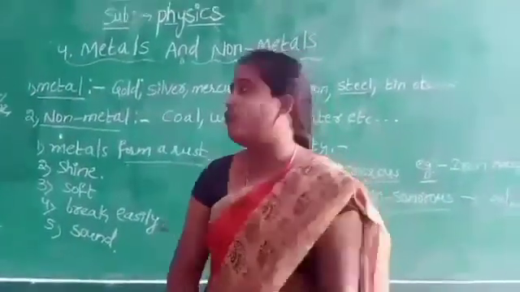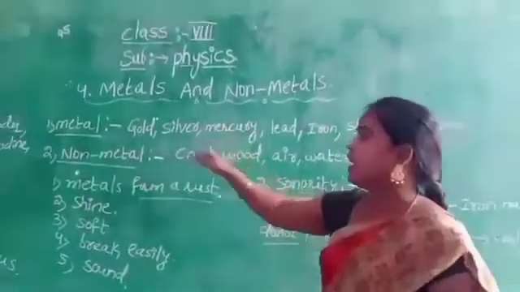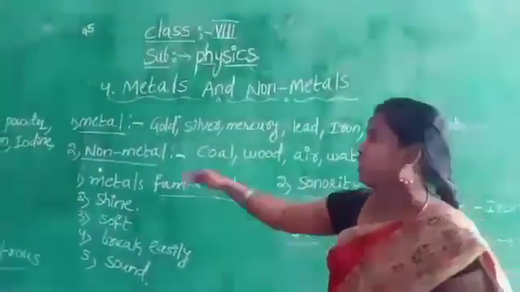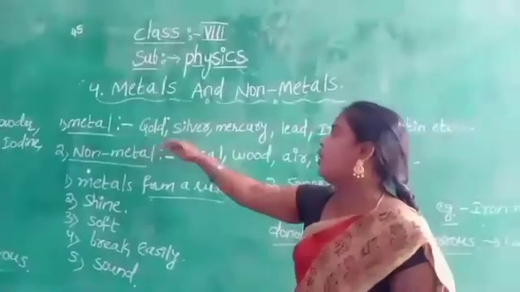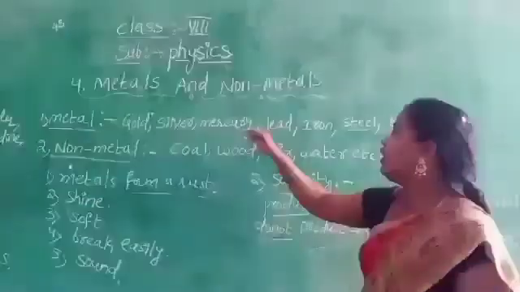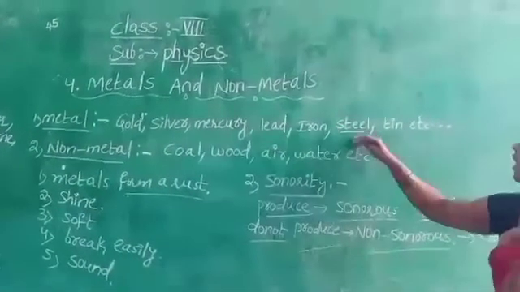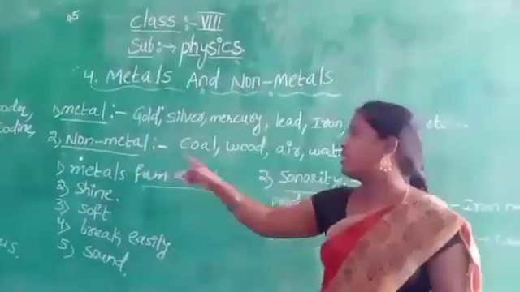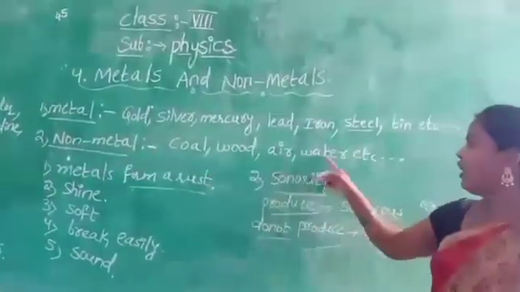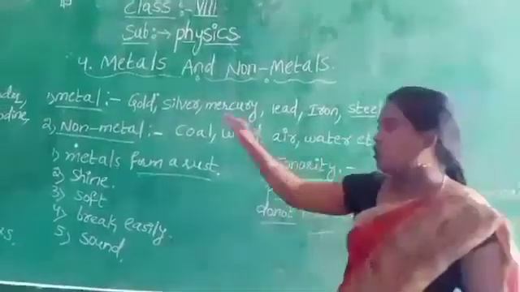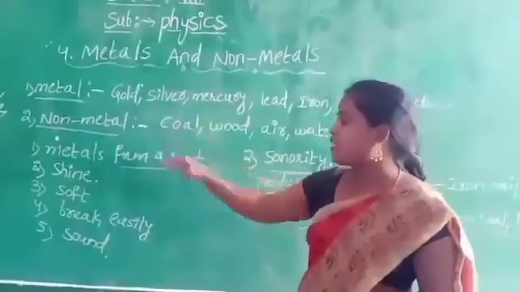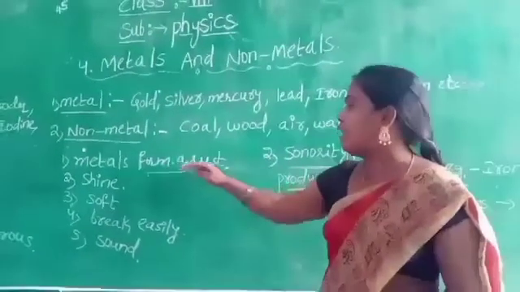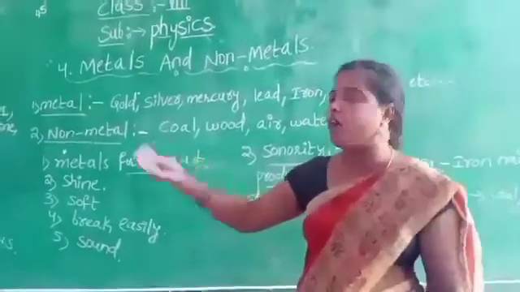Okay, children, today we discussed metals and non-metals. What are examples of metals? Gold, silver, mercury, lead, iron, steel, tin, etc. Then what are generally called non-metals? Coal, wood, air, water, etc. So from these two, what do we understand now? Some metals form rust, but some metals do not form rust.